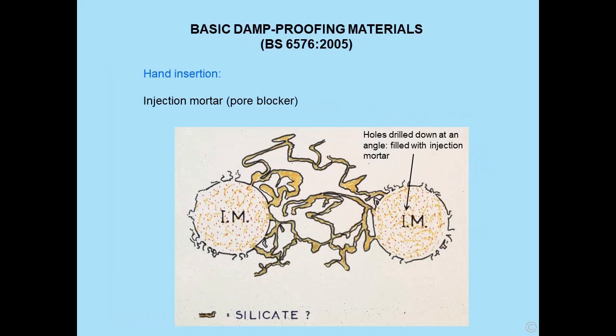Continuing with basic damp-proofing materials, hand insertion is the second one. Injection mortar is a pore blocker, and the way this works is that holes are drilled, rather large holes, in the mortar beds down at an angle of about 30 odd degrees, and the injection mortar is put into the drilled holes and the materials diffuse between the holes in the mortar. The material is a siliconate.